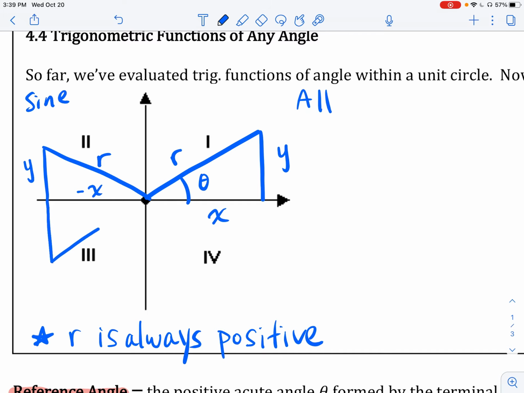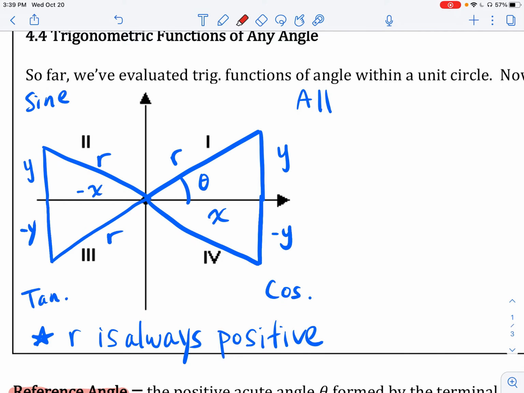When we're down in quadrant 3, our x is still negative, our r is always positive, but now our opposite side y is negative, which means that the only trig function that is positive here is tangent, because sine and cosine would be negative here. And then finally in quadrant 4, our y is negative, our x is positive. So here the only trig function that's positive is cosine and its reciprocal.